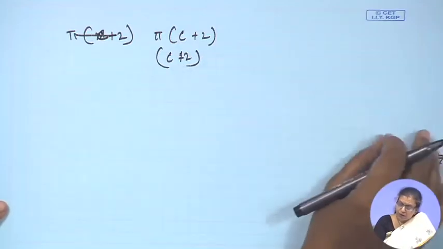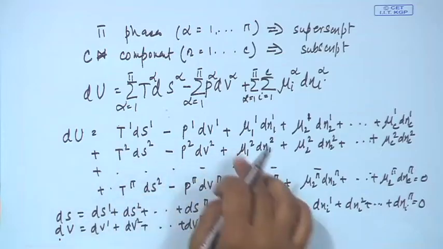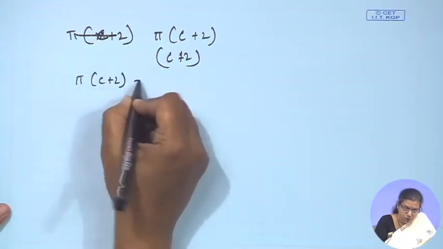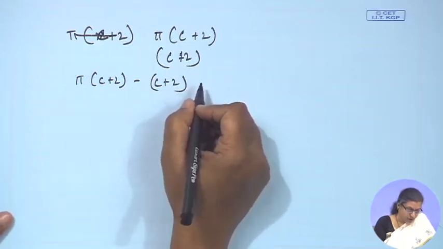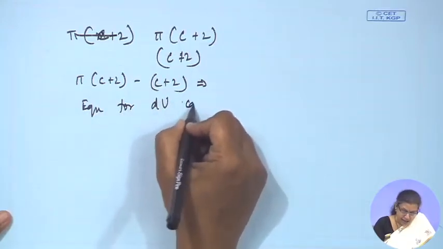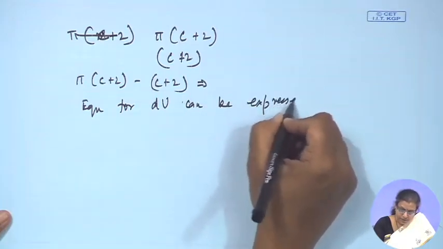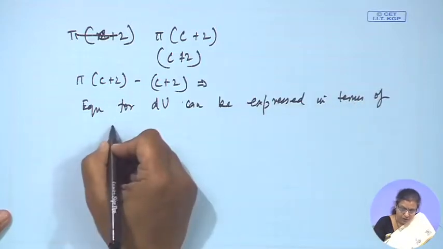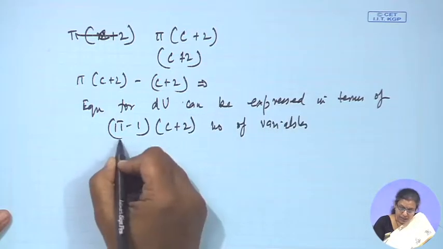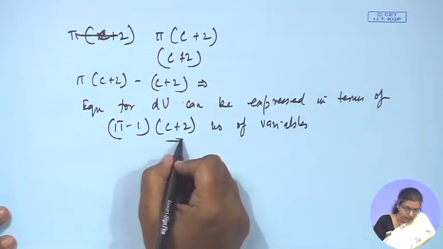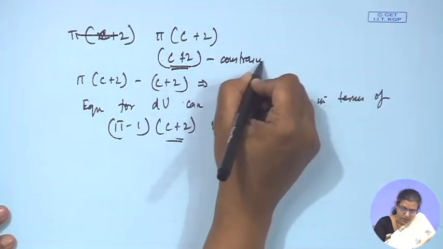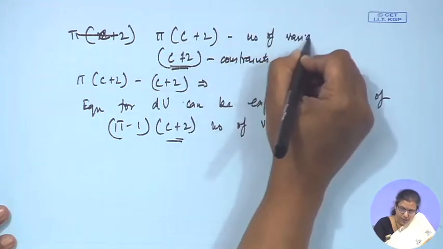So it is always possible that I can eliminate a few of these variables, and I should be able to write it down in terms of pi into C plus 2 minus C plus 2 number of variables. In other words, the equation for dU can be expressed in terms of pi minus 1 into C plus 2 number of variables, and these are the truly independent variables, since we have eliminated other variables using the C plus 2 number of constraints. These are the number of constraints that we have, these are the number of variables that my system has.